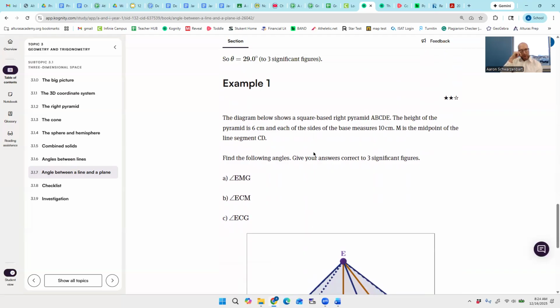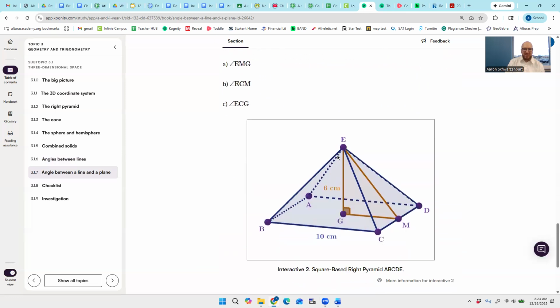It'll be okay. The diagram below shows a square-based right pyramid, with midpoint M. Find the angle EMG. Okay, so this is 5 here, right? EMG is there. So that's inverse tangent of 6/5.